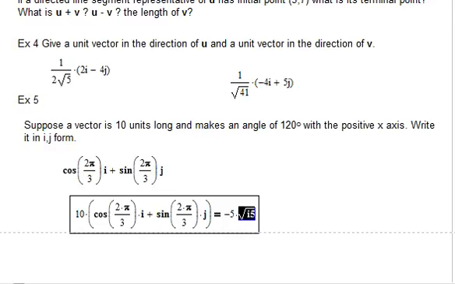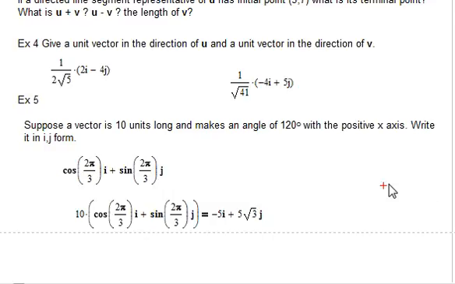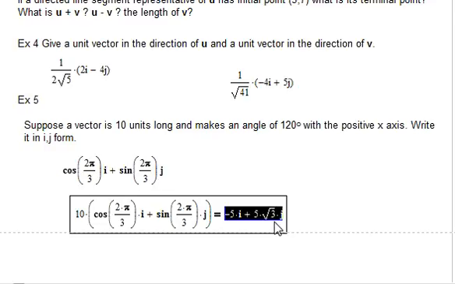Whoops, sorry. I didn't mean to put that where I did. So let's try this again. Plus 5 times the square root of 3 j. There we have it. Perfect answer right here is the vector that's 10 units long and makes an angle of 120 degrees with the positive x-axis. I agree. I'm glad.